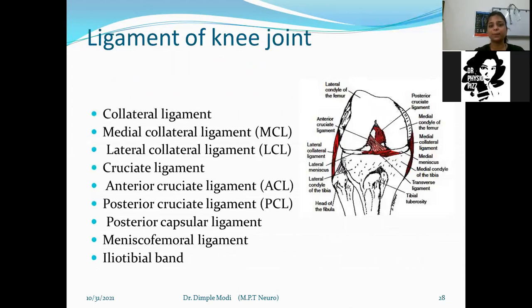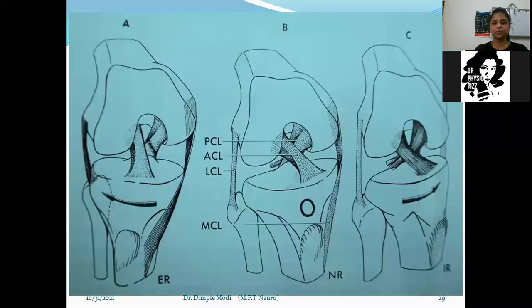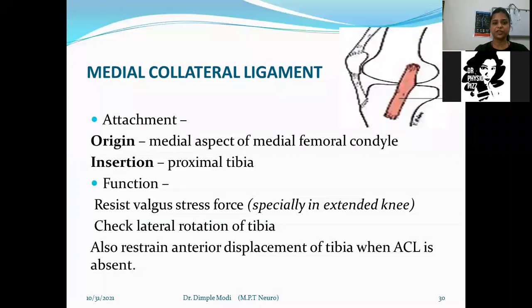Now we come to the ligaments of the knee joint. As it is a very complex joint, there are many ligaments which improve the stability and function of the joint, giving stability and mobility to the knee joint. So there are the collateral ligaments, medial and lateral. First, we start with the medial collateral ligament.